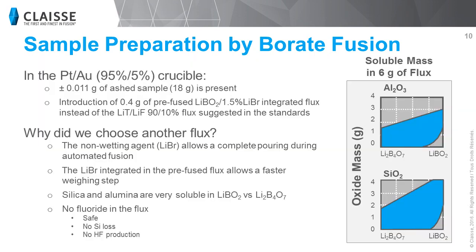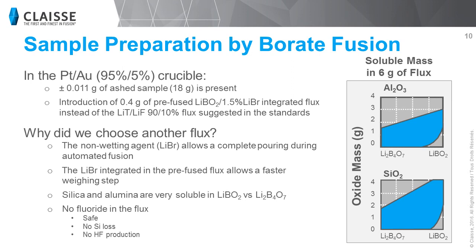Now back to the fuel oil sample preparation. Once the sample had been pretreated, it can be dissolved by using borate fusion. In the platinum gold crucible, 0.4 gram of lithium metaborate prefused with 1.5% lithium bromide was added to the remaining ashed sample instead of the lithium tetraborate and lithium fluoride mixture proposed by standard procedure.